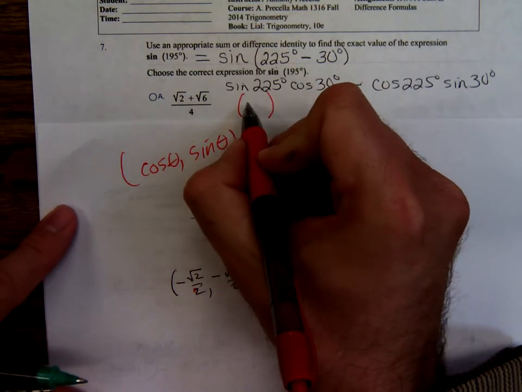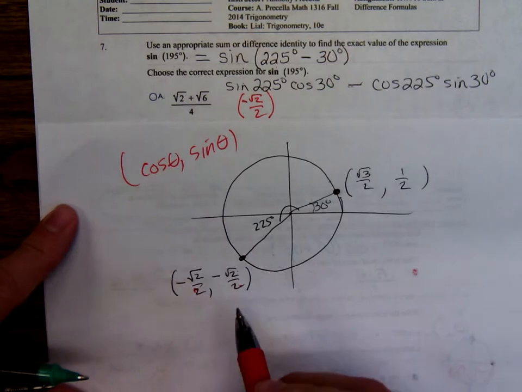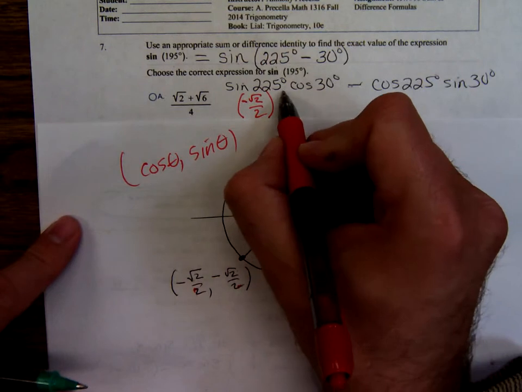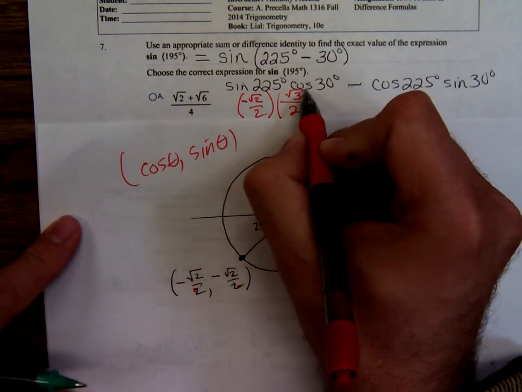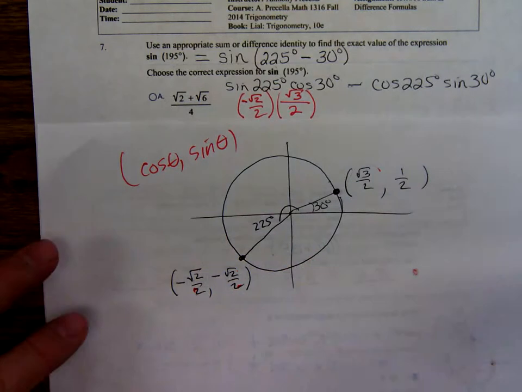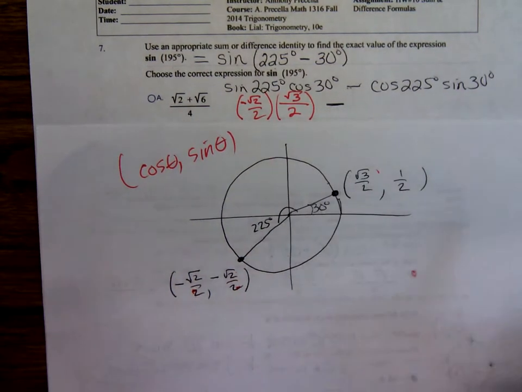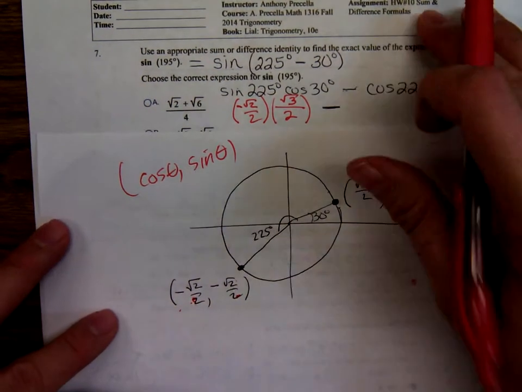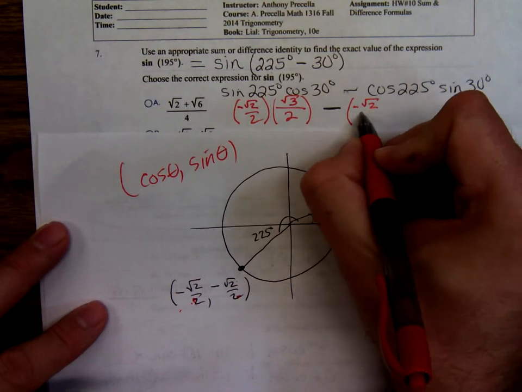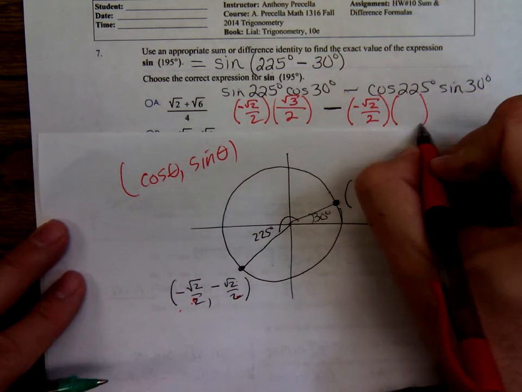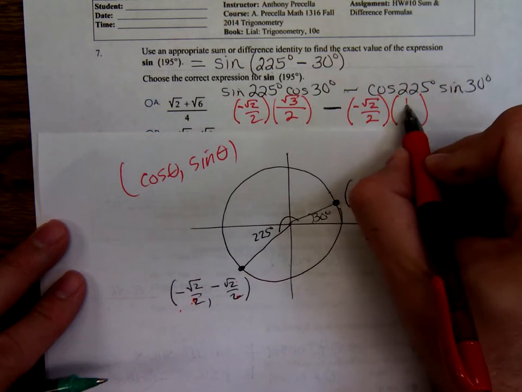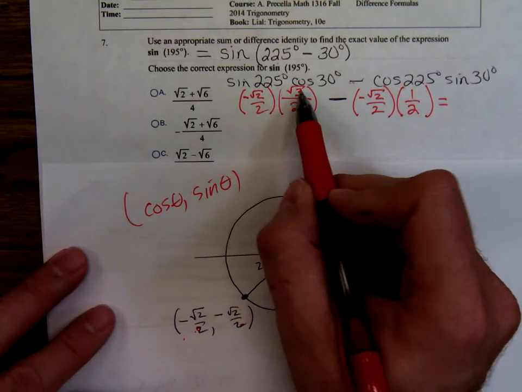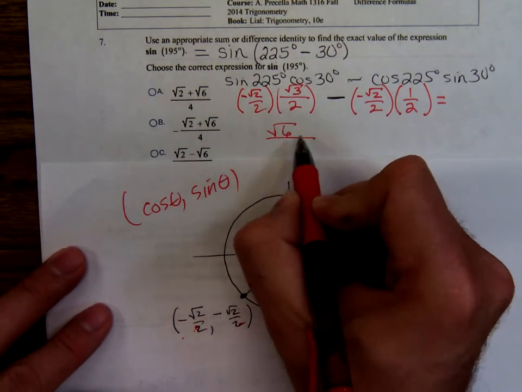Well, sine 225 degrees is negative square root of 2 over 2. Cosine 30 degrees would be square root of 3 over 2. And minus cosine 225 degrees, well, it's the same as sine, negative square root of 2 over 2. And sine 30 degrees is a half. So what's this going to be? A square root of 6 over 4.